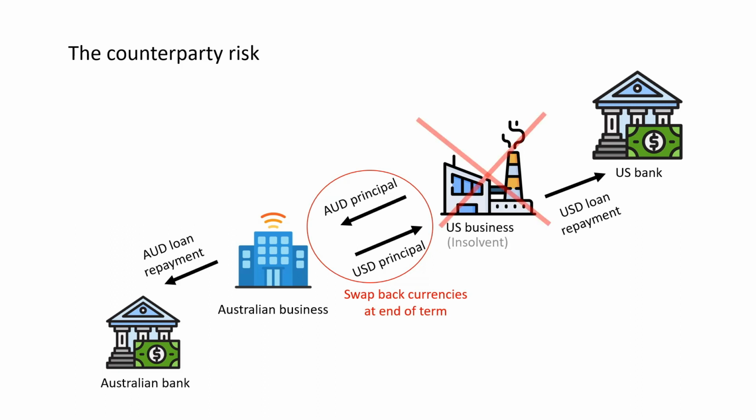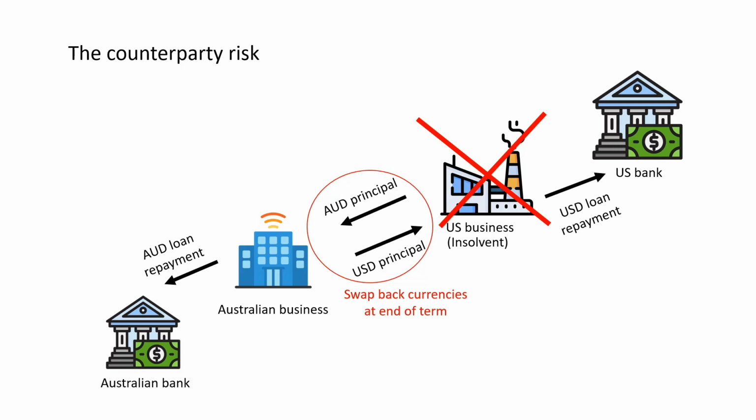Now, what happens if the US business becomes insolvent? Let's say because of COVID-19, the factory shut down, and they're not able to generate sufficient cash flow to obtain the cash needed to execute the forward exchange contract at the end of the currency swap. Well, of course, the Australian business can sue the US business, but in order to obtain a settlement for that lawsuit, the Australian business is going to wait for a long time. So what's going to happen in the meantime?